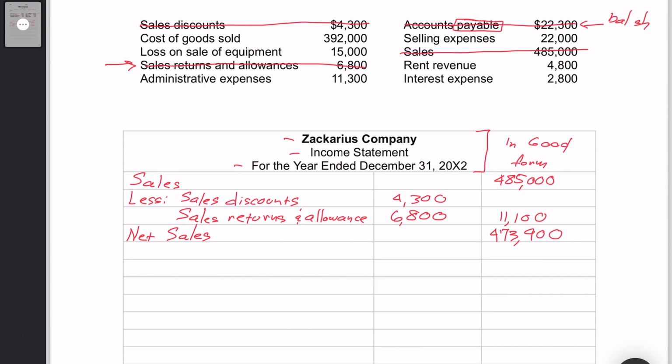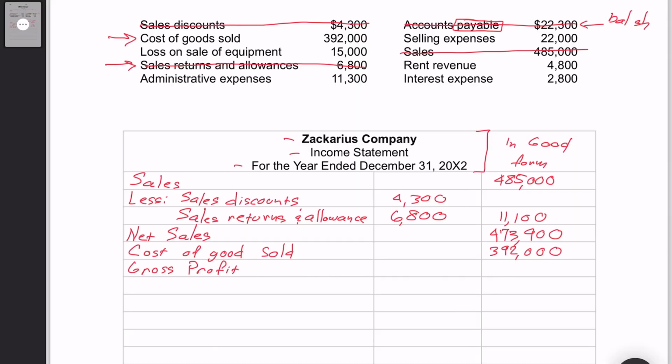The next thing that we're going to account for is our cost of goods sold. Now, our cost of goods sold represents what we had paid for the items that we sold people. And we see that up at the top, our cost of goods sold is $392,000. This is going to lead us down to our gross profit.